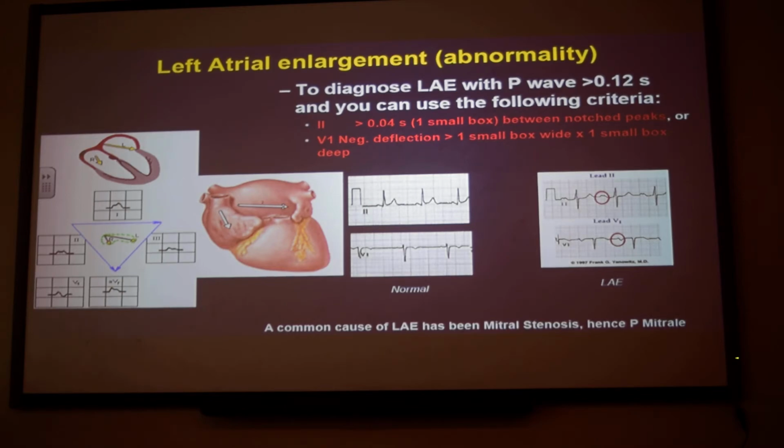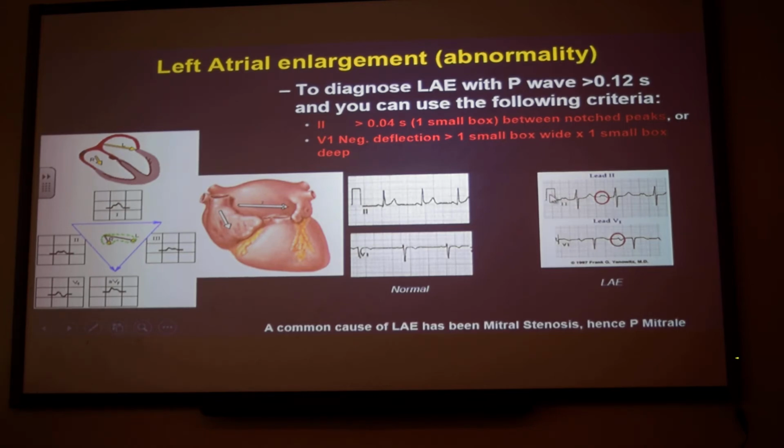In this case, I need V1, the terminal portion of V1. So normally V1 is positive, then negative, yes? Positive, this is the initial part. Negative, this is right atrial activation. This is left atrial activation. Left atrial activation is away from V1 because V1 is on the right side. So I see that small negative part.